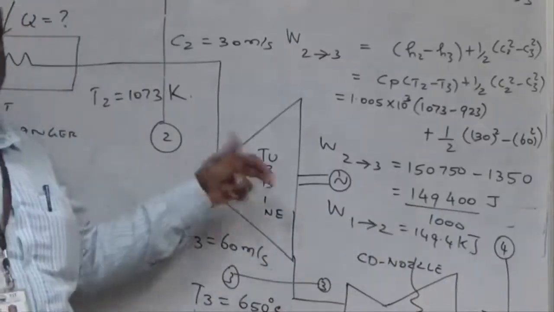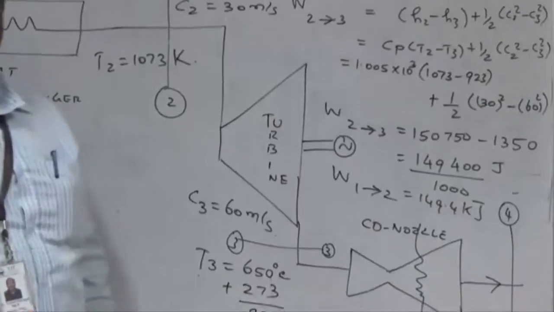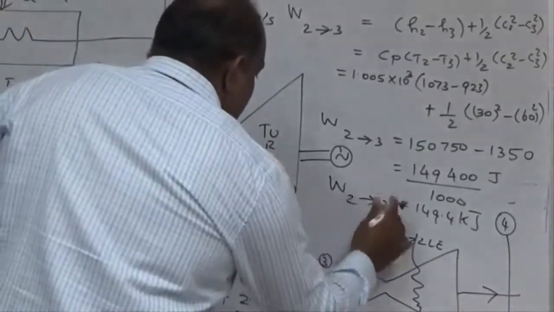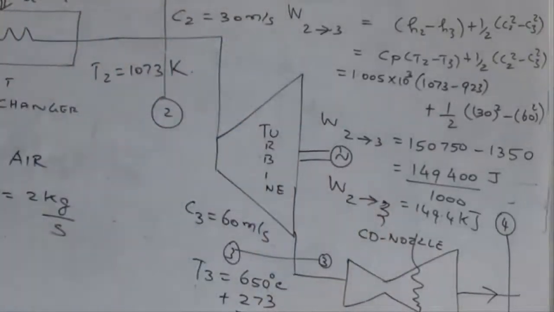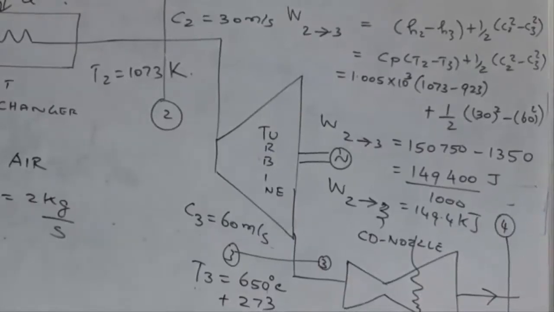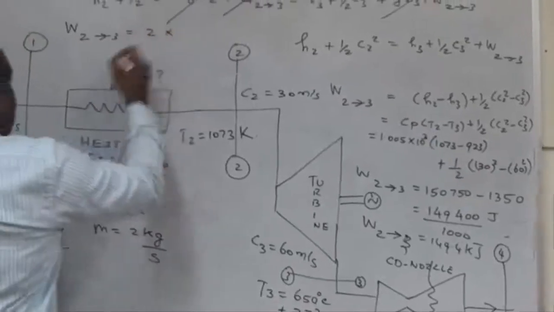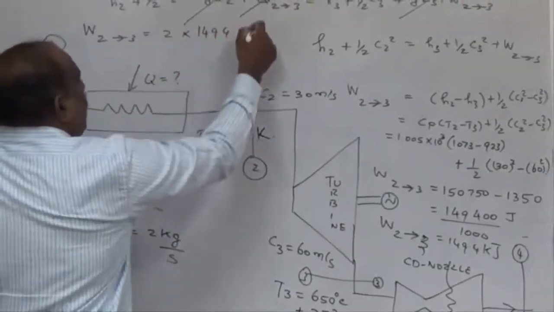If I send 2 kilograms of air, then the power will be twice this. It's not W1-2, sorry, it's W2-3. So this is the power produced by the turbine when 1 kilogram of air is sent. But we are going to find the power generated when 2 kg per second of air is passed. So it is 149.4 into 2. The unit will be what?